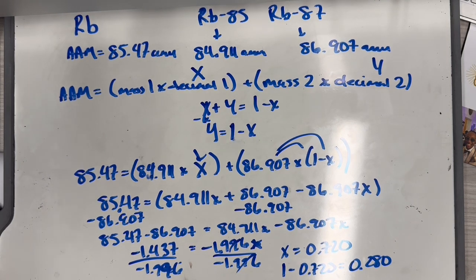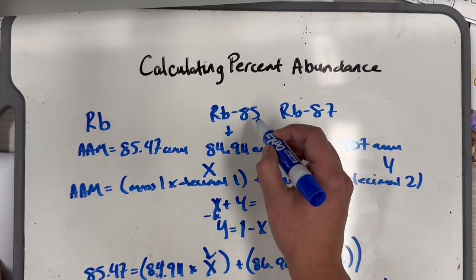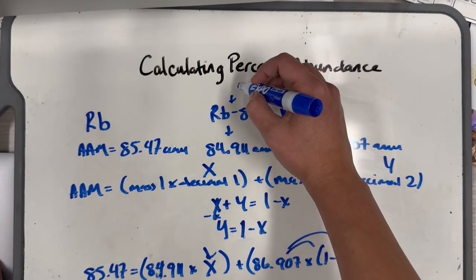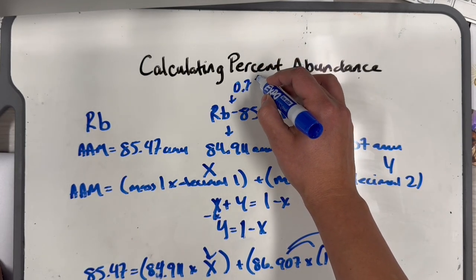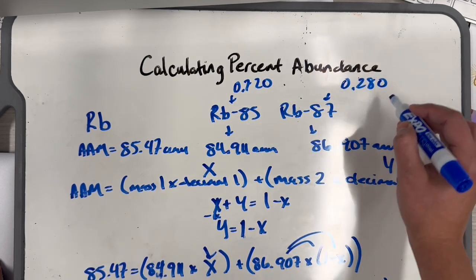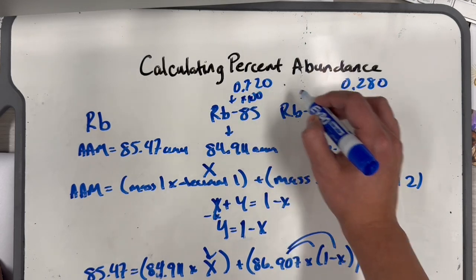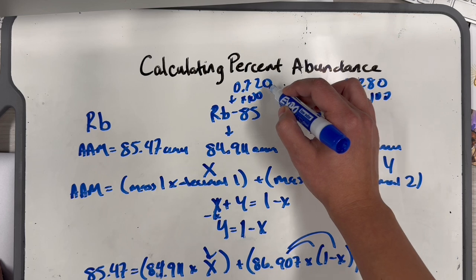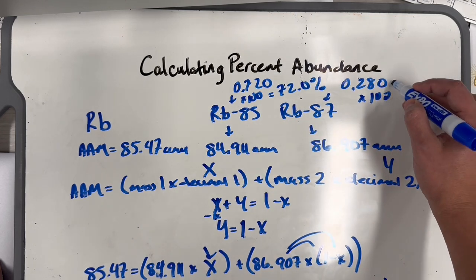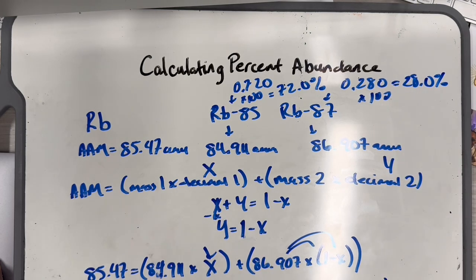So that means that for rubidium 85, this would be equal to 0.72, and this one would be equal to 0.28. And then these are decimals, so how do I get the percentages? Well, I multiply them by 100. So this one would be equal to 72.0%, and this one would be equal to 28.0%. So hopefully that helps.